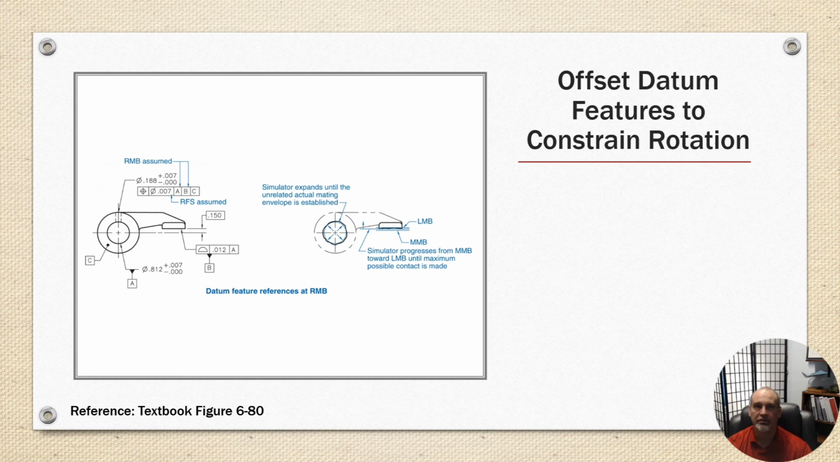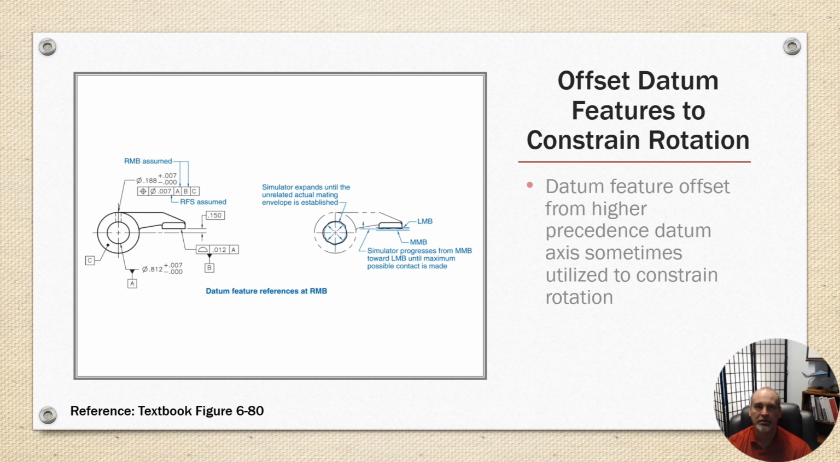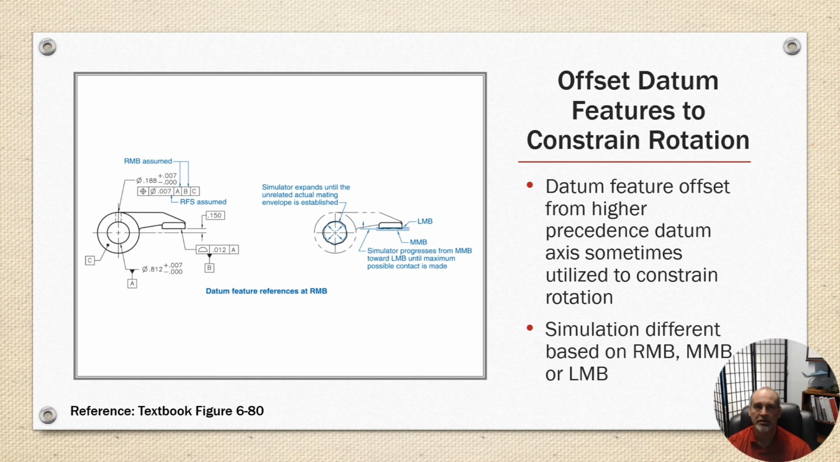Offset datum features to constrain rotation. A datum feature offset from a higher precedence datum axis is sometimes utilized to constrain rotation. Simulation is different based on RMB, MMB, and LMB. So here we have a part where we're trying to control the rotation. And we have a distance of 150, but you have a profile tolerance of 0.002, which gives it some freedom for movement.